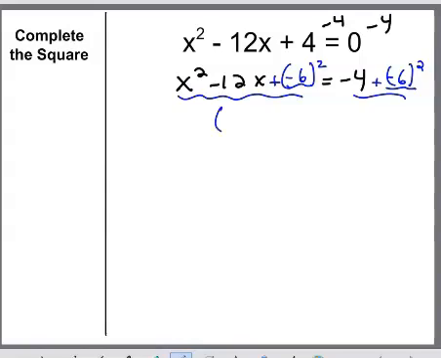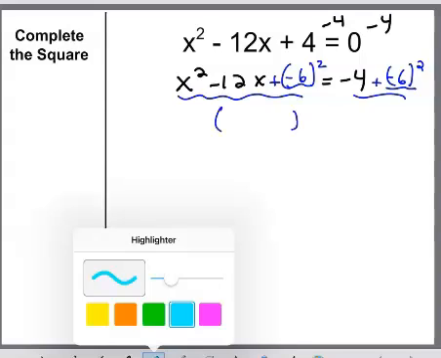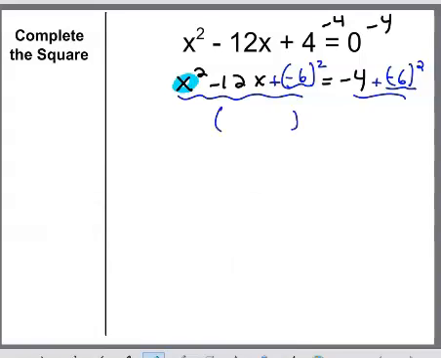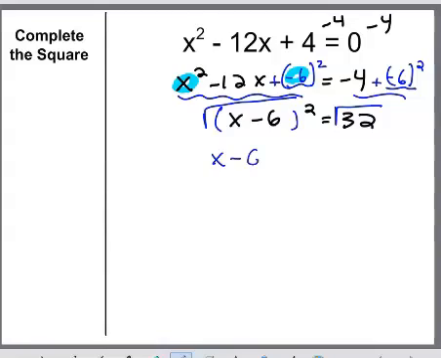But instead of doing that middle step, it always turns out to be this x and whatever this number is, squared. X minus 6 squared. Because remember, if I factored it, if I wrote the whole thing out, this is what I would end up with. So I'm kind of skipping that middle step from before. Then this is -4 plus 36. So that's 32. And we'll take the square root of both sides, x minus 6.